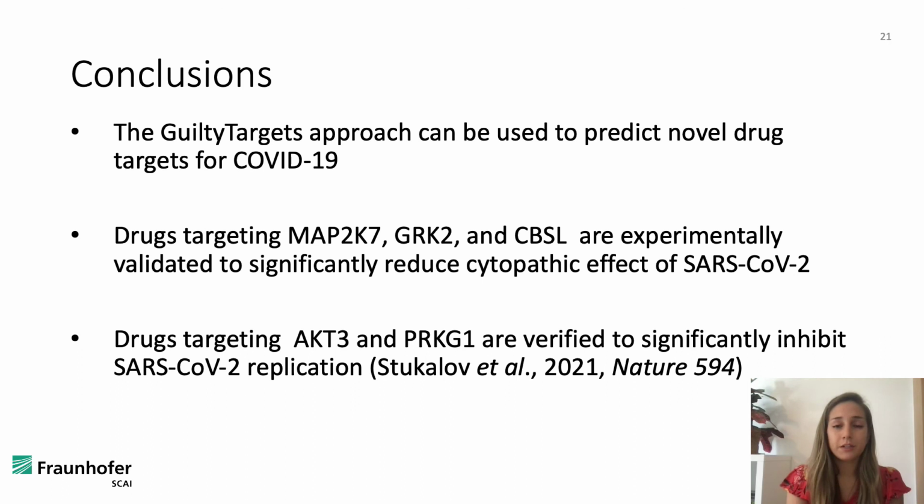So, in conclusion, I used what's called the Guilty Targets approach to predict novel drug targets and found that 5 drug targets, MAP2K7, GRK2, CBSL, AKT3, and PRKG1, are experimentally validated.